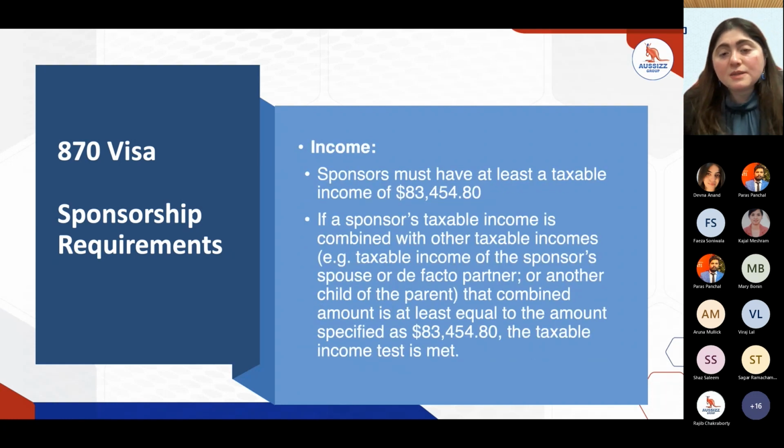Now, when we talk about the taxable income, the sponsor must have an income of 83,454.80. If you do not have this taxable income, you may have a refusal on the sponsorship. So the sponsorship must be approved before you lodge the 870 visa. You can also combine. So if your own income is not $83,000, if your taxable salary income is only 60 to 65,000, you can combine your partner's income to show to the department that you have this taxable income to be approved as a sponsor.